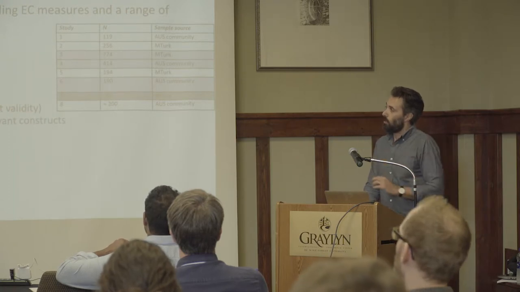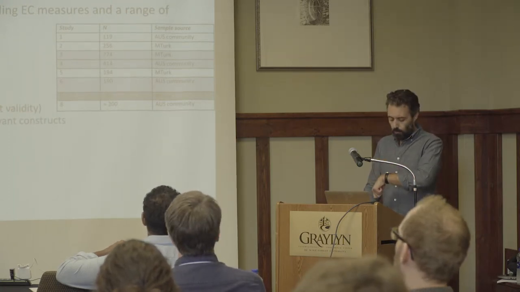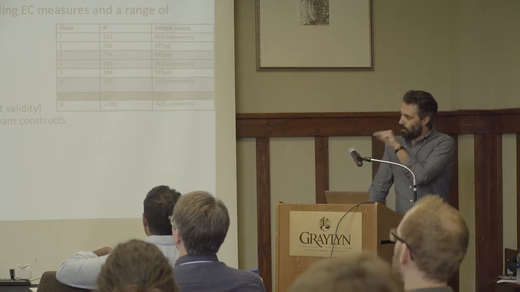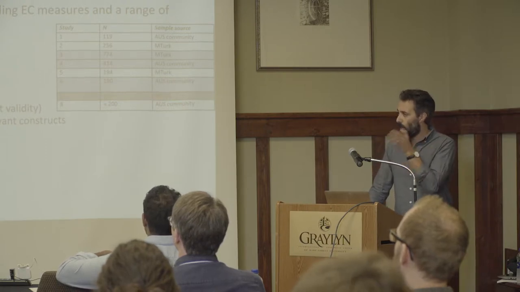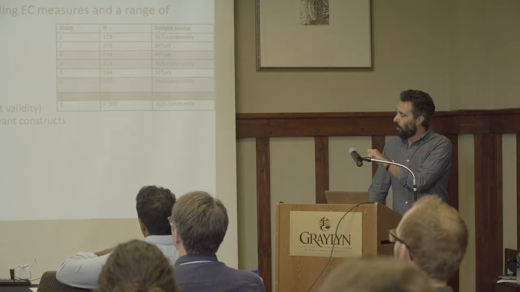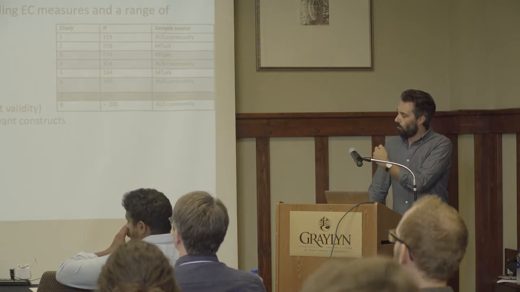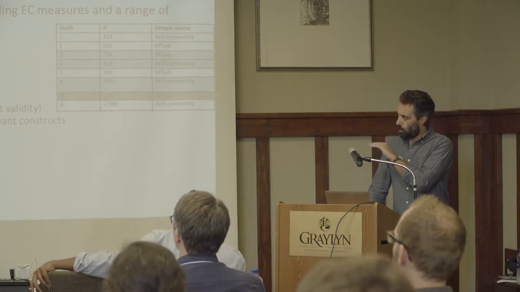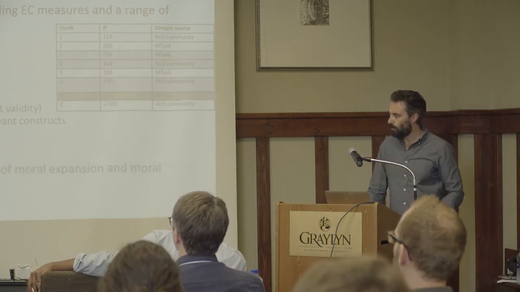So what I'm going to focus on is questions around replicating the coherence of enlightened compassion as a unitary construct and doing it with different operational definitions, so different ways of measuring it, embedding enlightened compassion in the nomological network, so initial questions around construct validity, and then talking explicitly about it in relation to moral expansion and moral creativity.